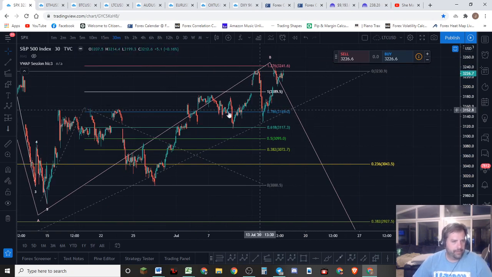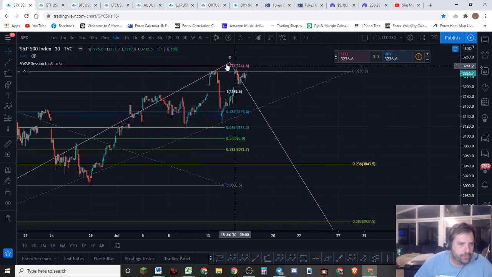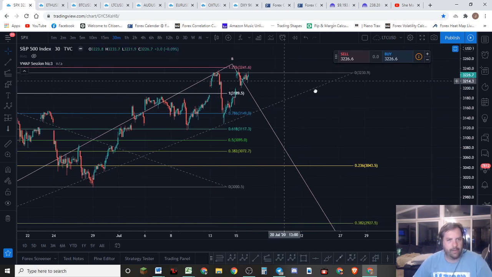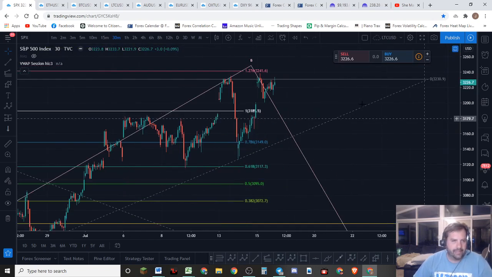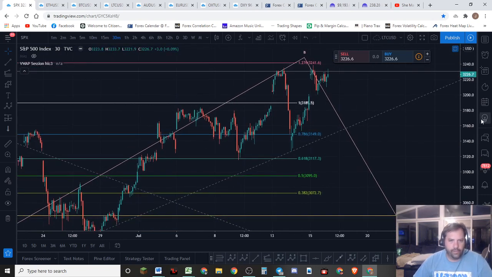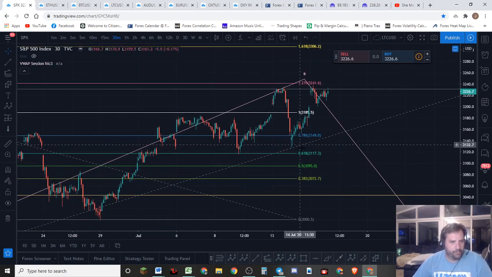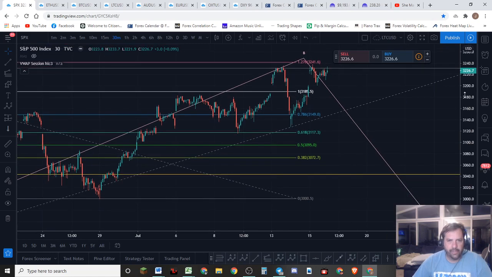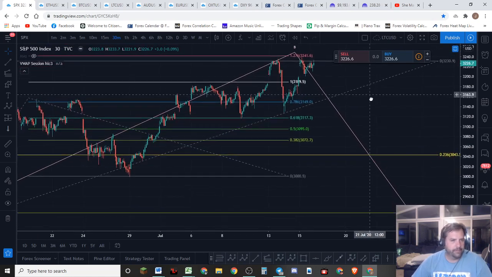It appears that we have 1, 2, 3, 4, 5, and this is a 1, 2, except the 2 comes higher than the 1. So Elliott's would say, hey, that's not the way we should count that since this is a new high. Okay, so we might have to say that this is actually the 4th wave right here. I'll show it to you. It looks like an expanded or running flat.